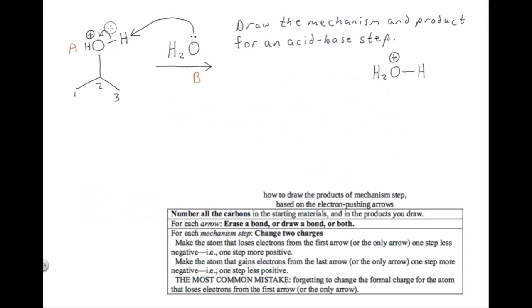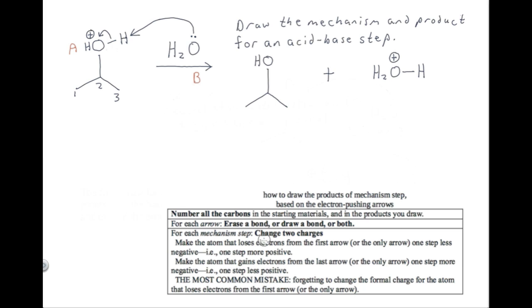Now we can move on to this arrow. Does this arrow tell us to erase a bond, draw a bond, or both? I hope it's intuitive that this arrow tells us to erase the bond between the oxygen and this hydrogen. Now I've shown that I've erased the bond between this oxygen and this hydrogen. And again, we have to change a charge. We change the charge on the atom at the end of the series of arrows. This oxygen started positive and it gained electrons. So it should become one step more negative. That means one step less positive. When it gains electrons, this oxygen changes from positive to neutral. In fact, I've already changed its charge here to neutral.